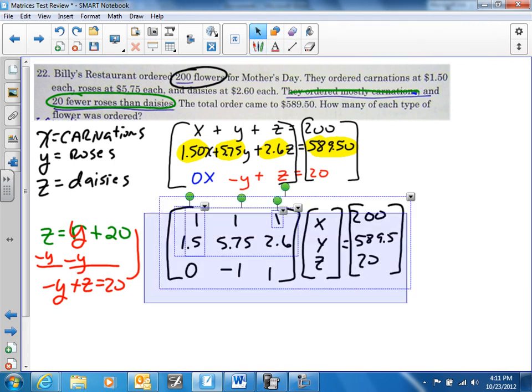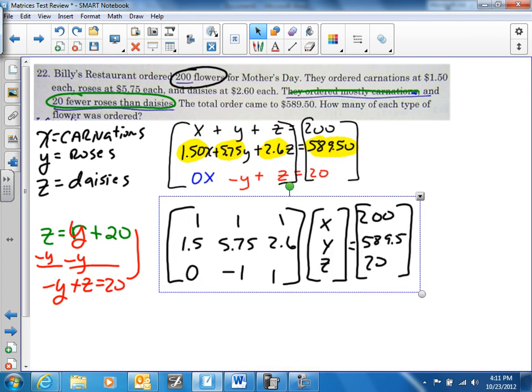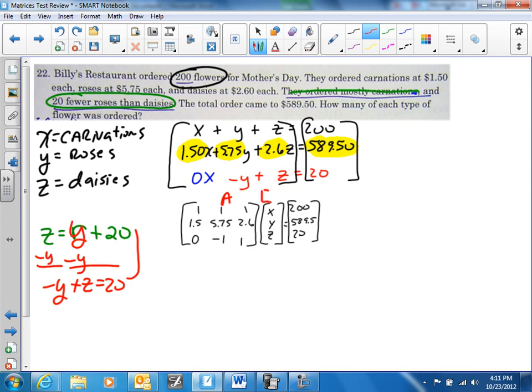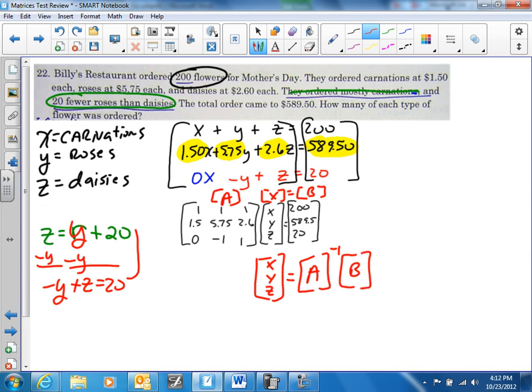All right, let me go ahead and group that together. Now, once I have that set up, again, I'm going to put this in A. Here's my variable matrix equals B. And simply, I'm just going to do X, Y, Z is equal to the inverse of A times B. And for number 22, you end up getting 80, 50, and 70. That's a 5, folks. So X, Y, Z.